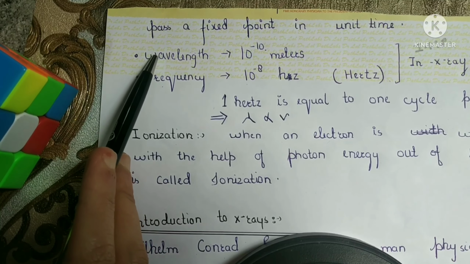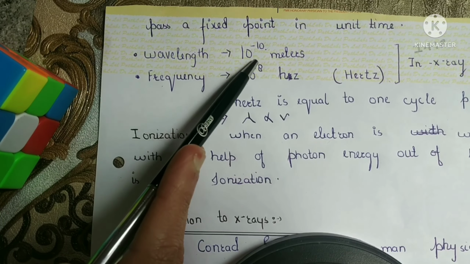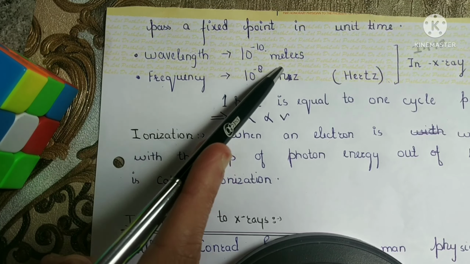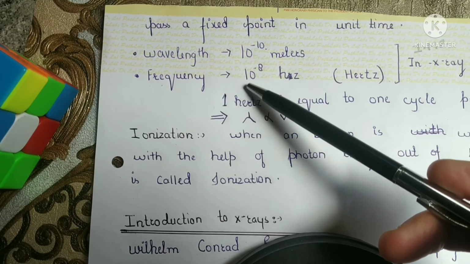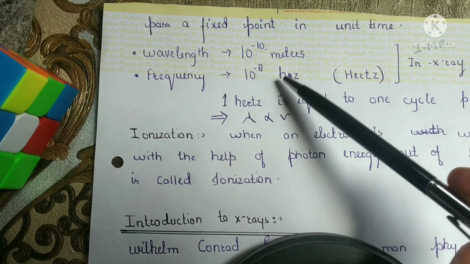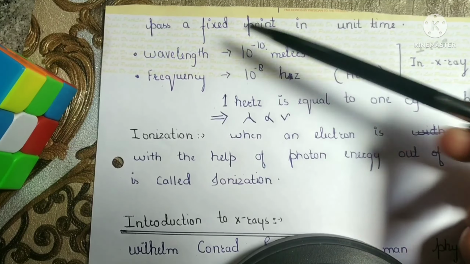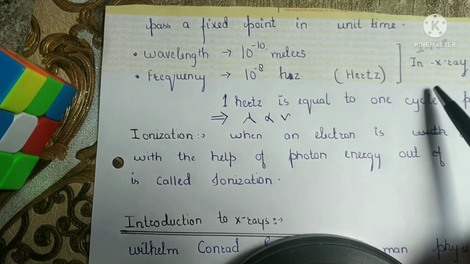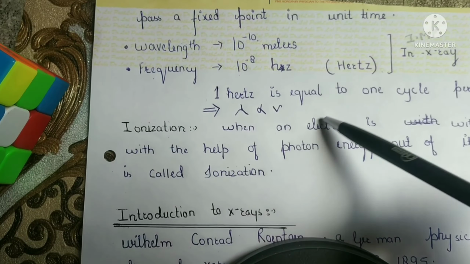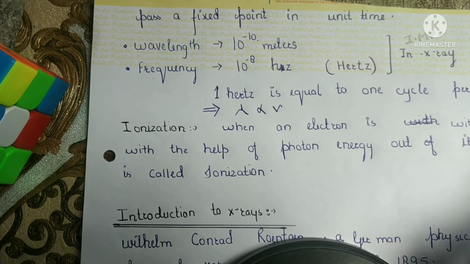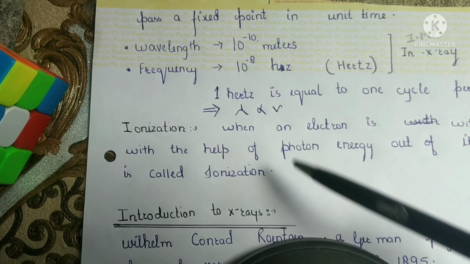You should know two things here, wavelength and frequency. Wavelength of X-ray is 10 raised to the power minus 10 meters. It's very important for the examination point. And frequency of X-ray is 10 raised to the power minus 8 hertz. Meters is the unit of wavelength, and hertz is the unit of frequency. It's a very important question. 1 hertz is equivalent to 1 cycle per second. So keep in your mind the relation between wavelength and frequency.